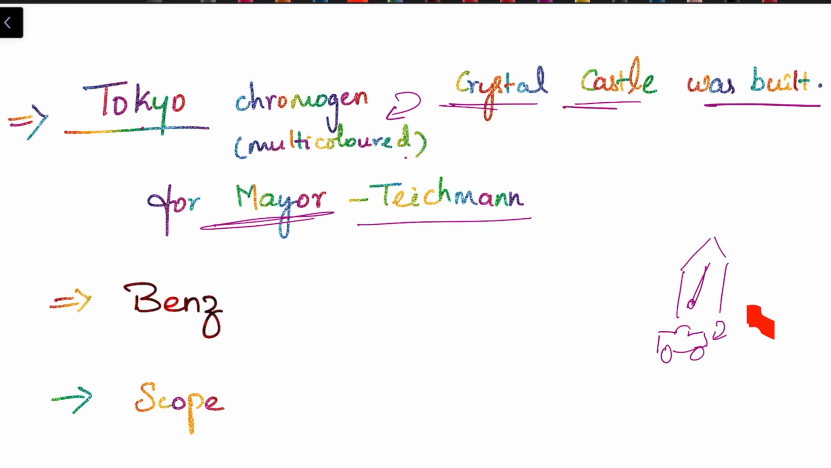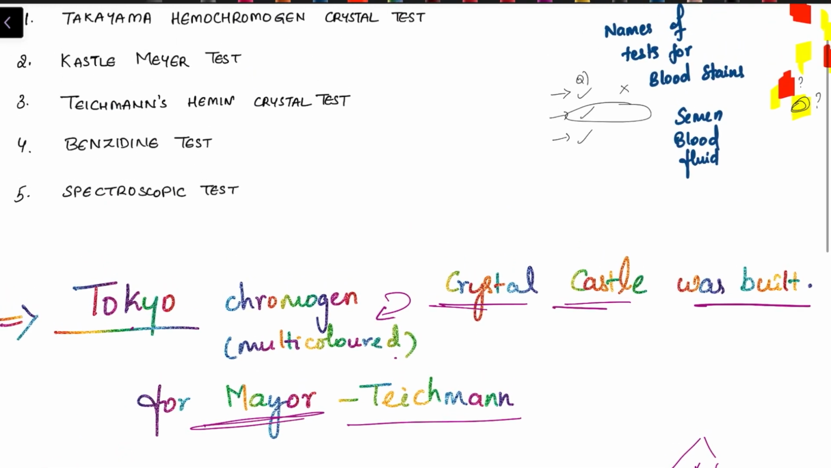How? Tokyo chromosome crystal. This is known as Takayama hemochromogen crystal. Tokyo is Takayama, chromosome is for hemochromogen, crystal is crystal. Then castle for mayor becomes Castle-Meyer test. Castle for mayor is Castle-Meyer test. This is also known as phenolphthalein test.